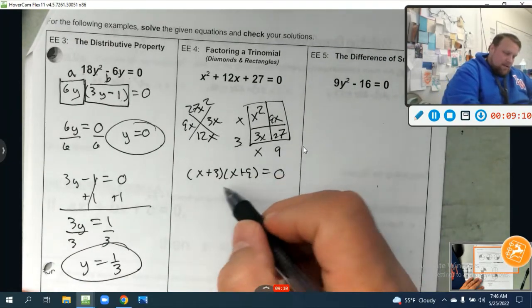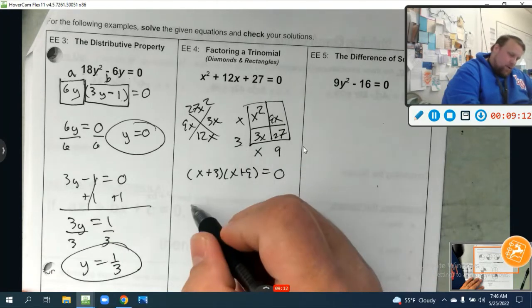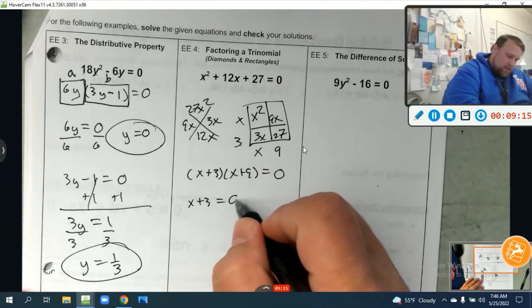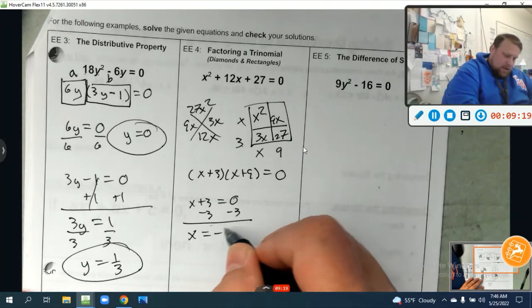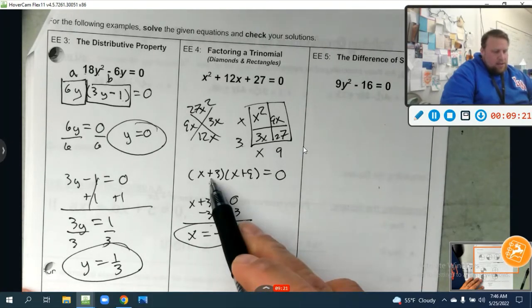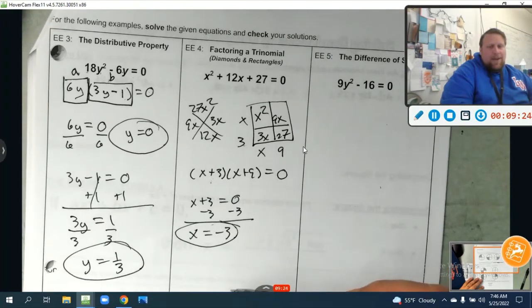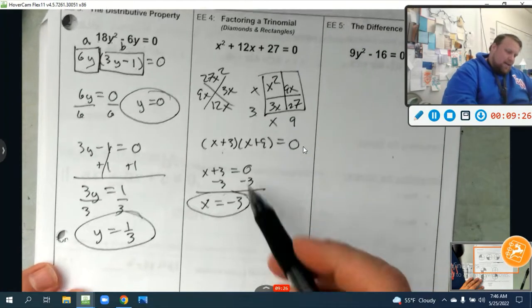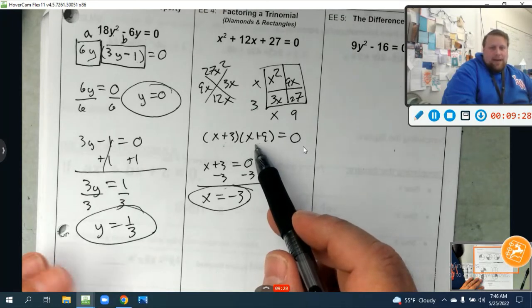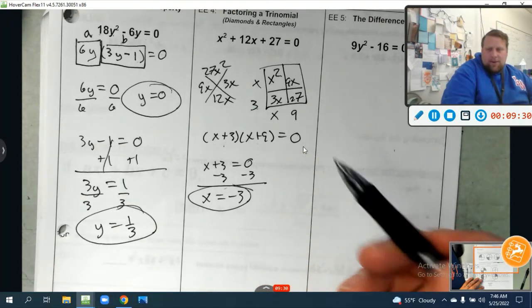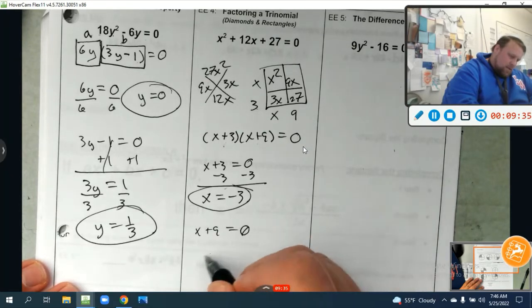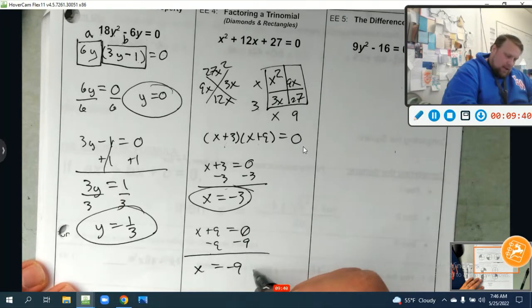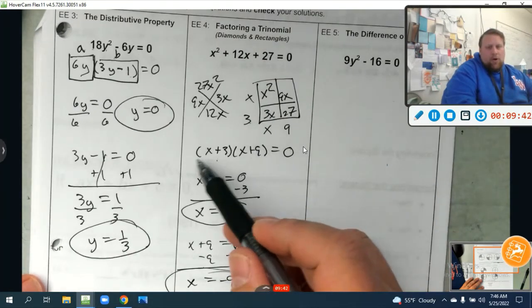Now again, one of these has to be 0, so we're going to do it one at a time. X plus 3 equals 0. Subtract 3 from both sides. We see that x equals negative 3. Now some of you are wondering, can I just right here say x has to be negative 3? Yes, you can. Just like I can look at this and say x has to be negative 9, because negative 9 plus 9 is 0, right? But you can also work it out. X plus 9 equals 0. So minus 9 from both sides. X equals negative 9.